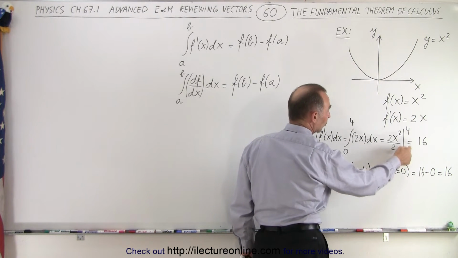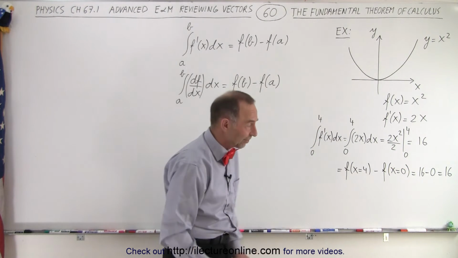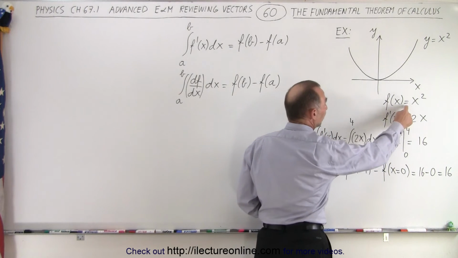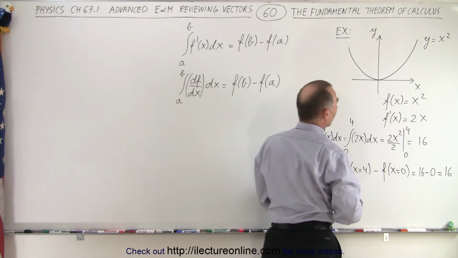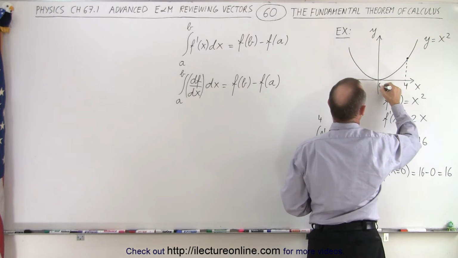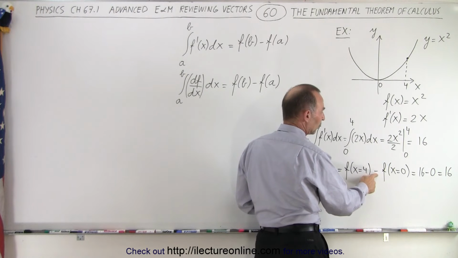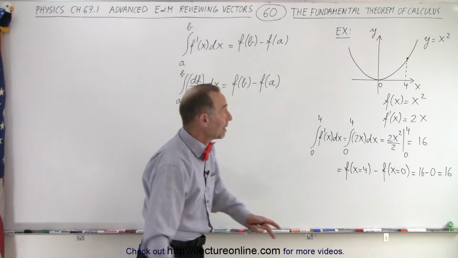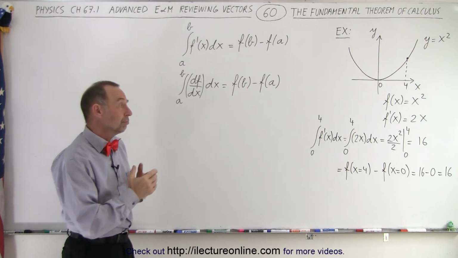We evaluate it from 0 to 4. When we plug in the upper limit, we get 16. When we plug in the lower limit, we get 0. And so we realize that's exactly the same as if we took our original function and evaluated it at the upper limit, x equals 4. This is x equals 4, and this is x equals 0. When we evaluate the function at x equals 4 and subtract the function evaluated at x equals 0, we get the exact same value. And that's what we mean by the fundamental theorem of calculus. So that's what it means.